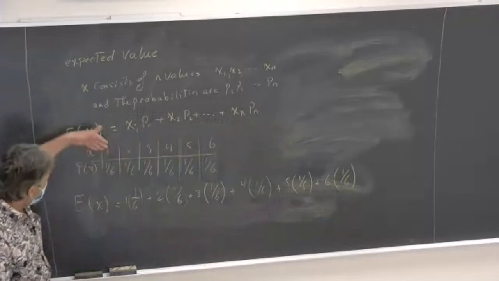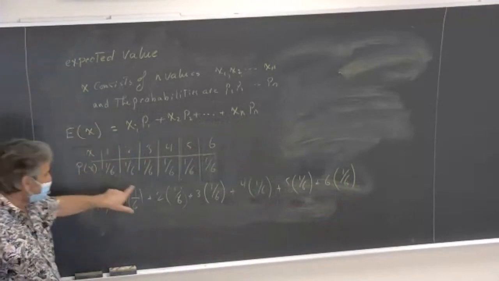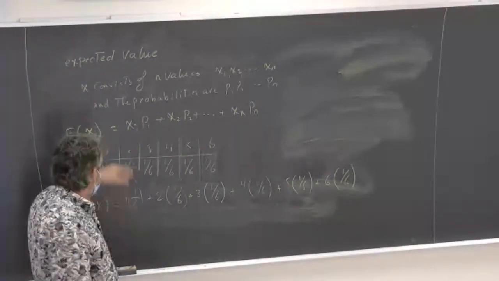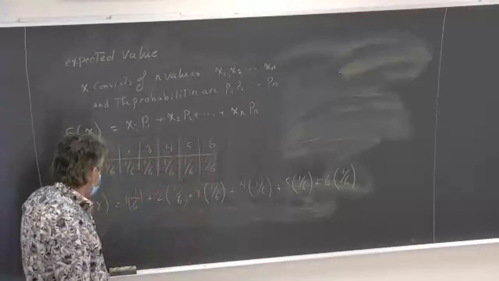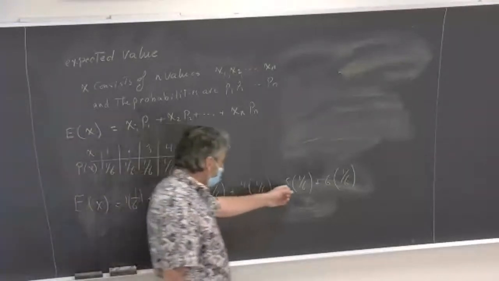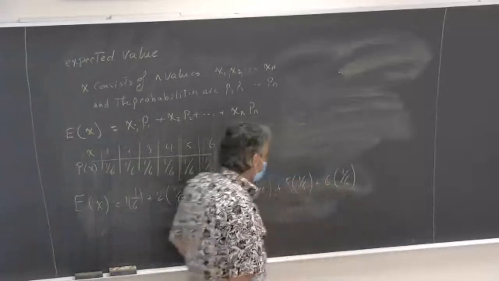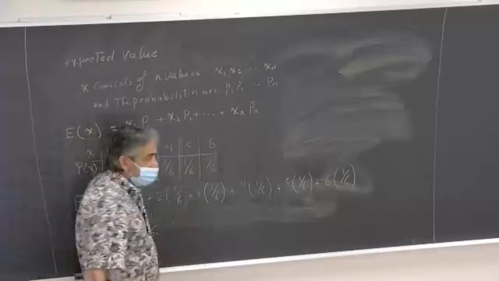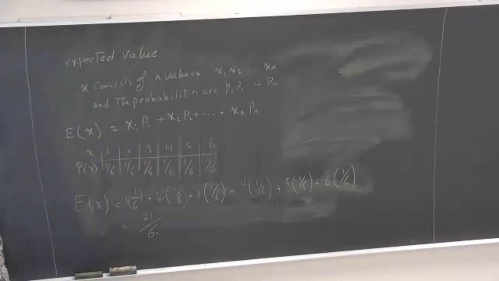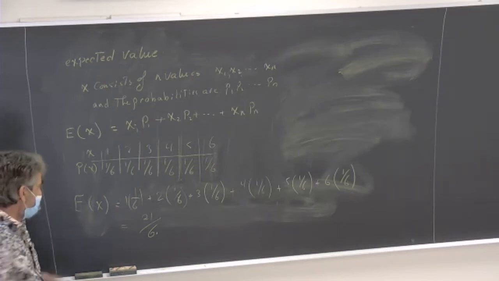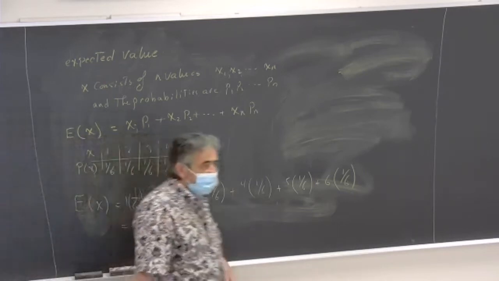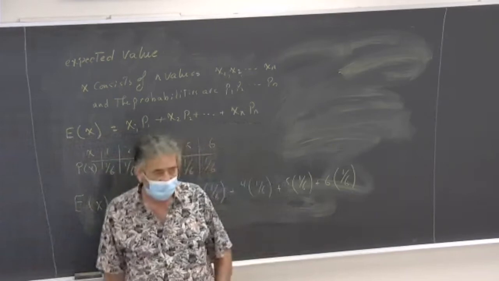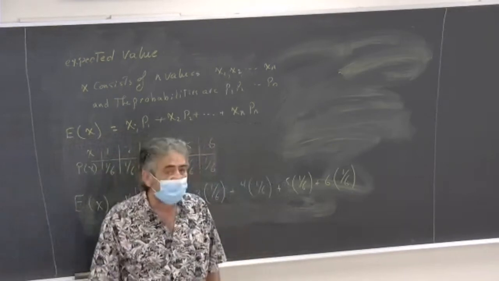So what do we do? Take the value of x1, the probability is 1/6, we multiply it, and so on. So we have 3, 6, 10, 15, 21. So the average value is 21 over 6. Or we could say it is 7/2. So that's the average value, or expected value, for rolling a die.